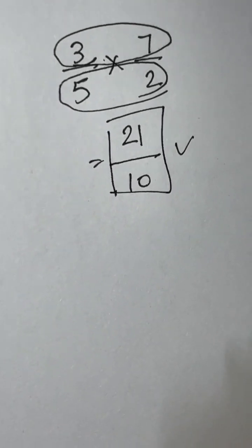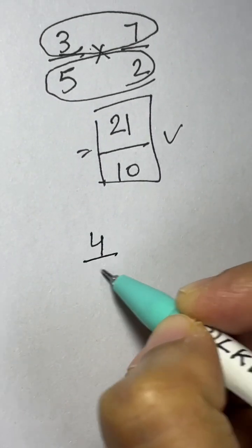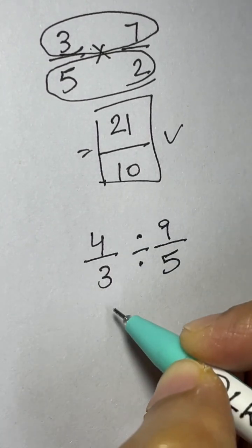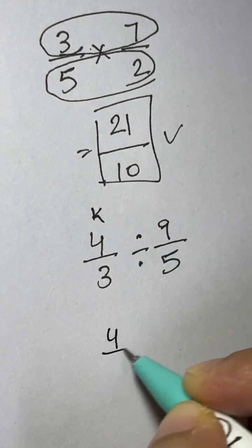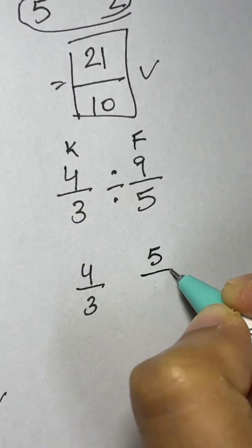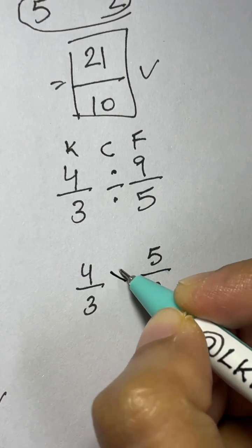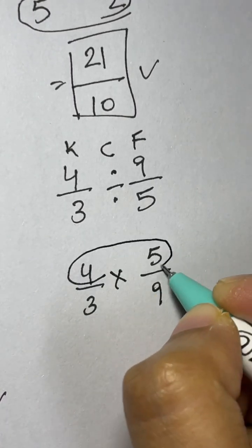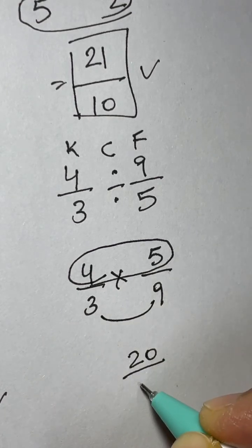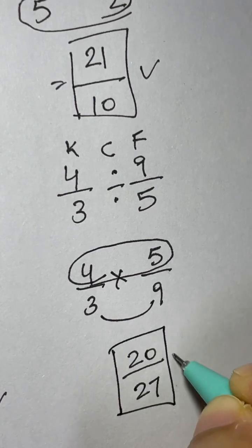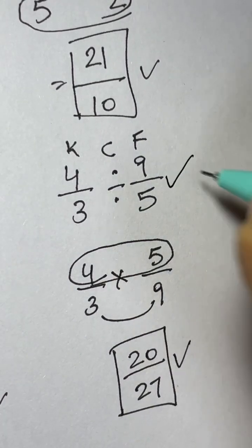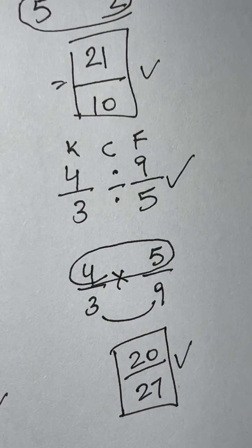Okay, when you have division of fractions, what would you do? 4/3 divided by 9/5. You just use KFC. Keep the first fraction. Then flip the second fraction, so it becomes 5/9. Change the sign from division to multiplication. And now this is easy. Multiply the top numbers, 20, over 3 times 9 is 27. 20 over 27. That's it. So this is how you divide fractions, multiply fractions, add or subtract fractions.